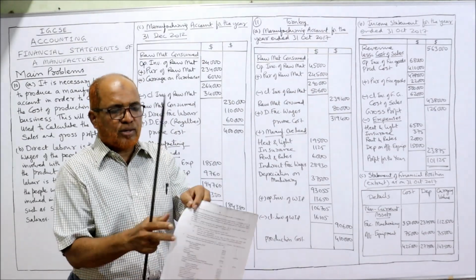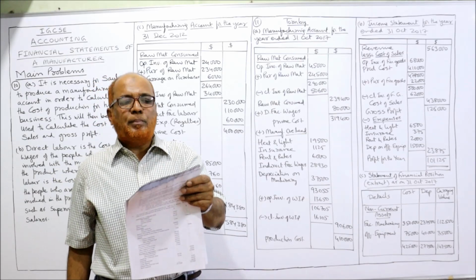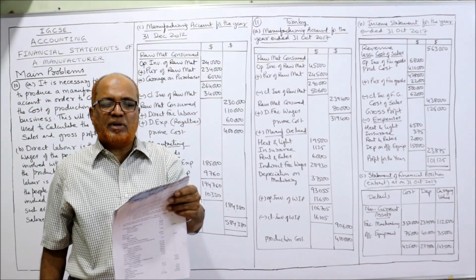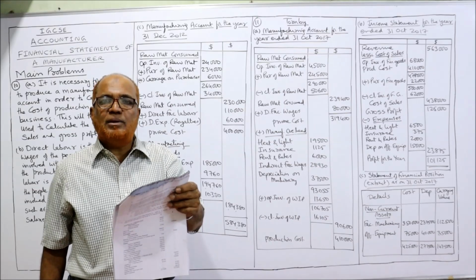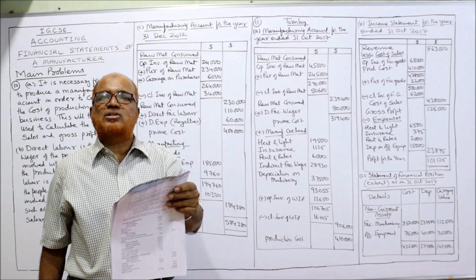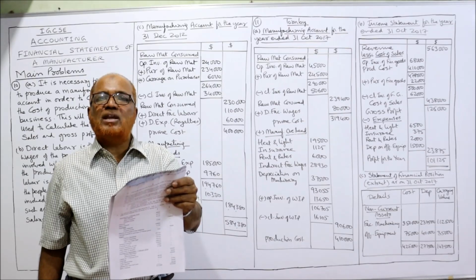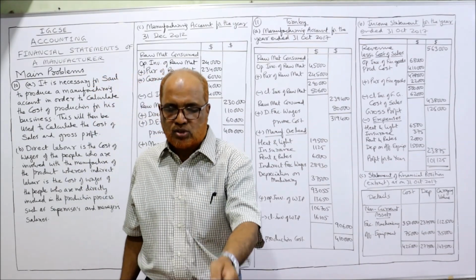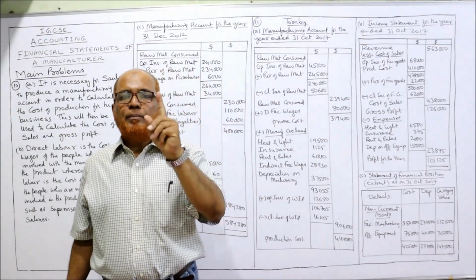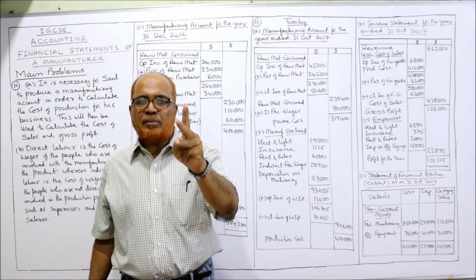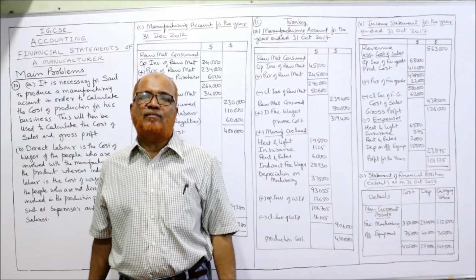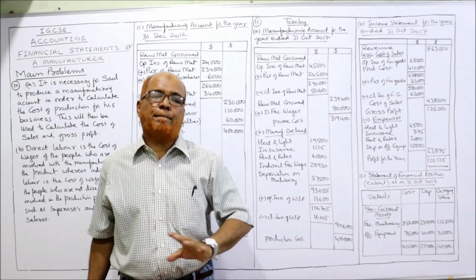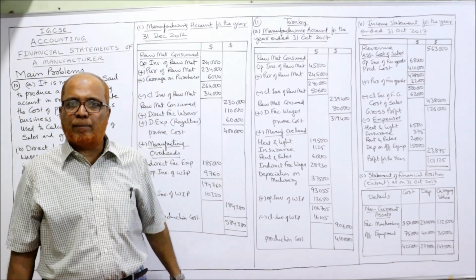Next page, it is given A point. Prepare the manufacturing account for the year ended. Prepare the income statement for the year ended. And last C point, prepare an extract of the statement of financial position to show the non-current assets on 31st October. 3 questions are there: preparing manufacturing account, prepare income statement, and show the extract of statement of financial position, how the non-current assets will appear. That's it. One by one we'll complete.